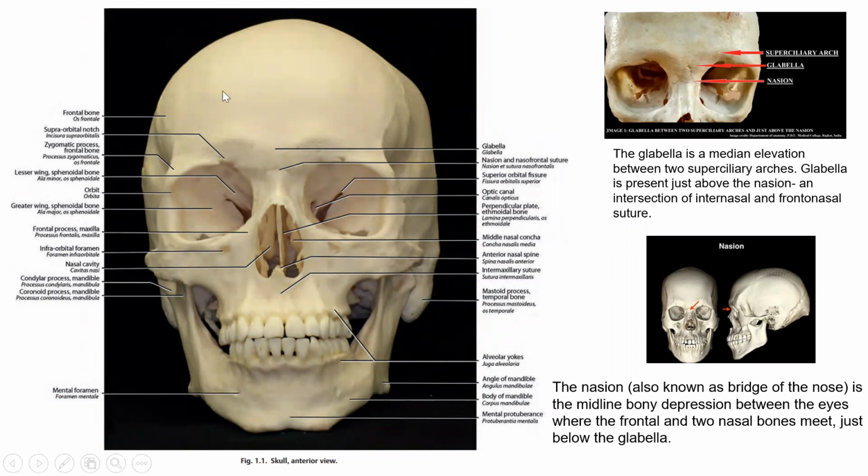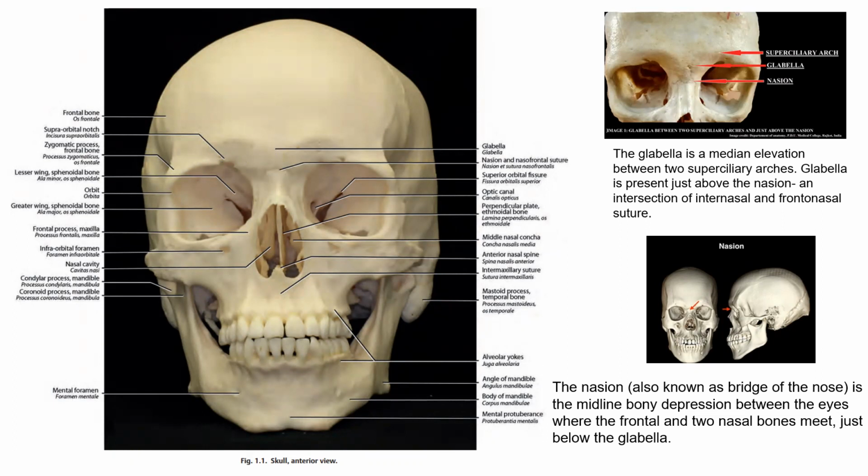You can see the forehead, the full area is the frontal bone. And this is the zygomatic process of the frontal bone. You can see this is the supraorbital notch with the supraorbital nerve. And this little elevation is the glabella. It lies above the nasion, which is also known as the bridge of the nose.